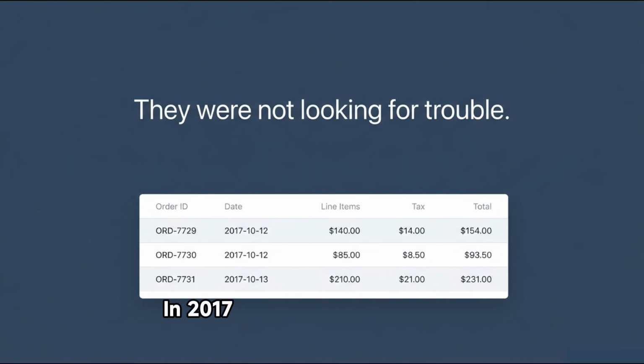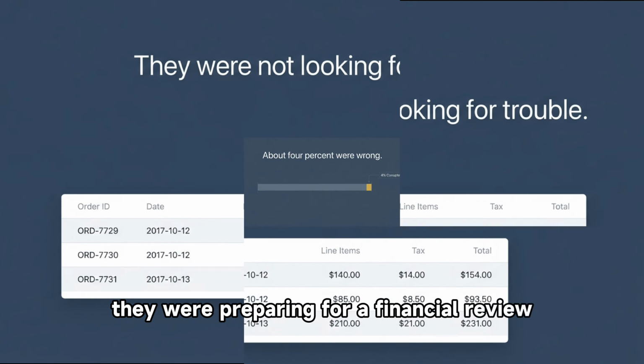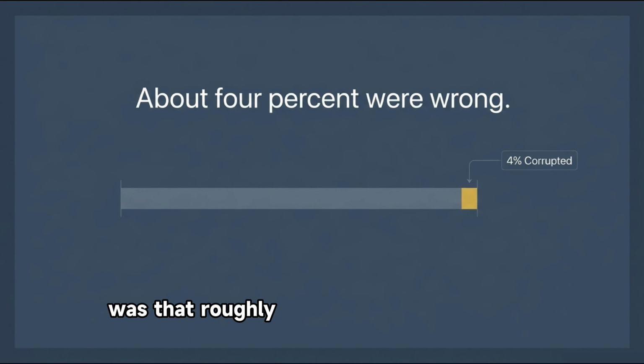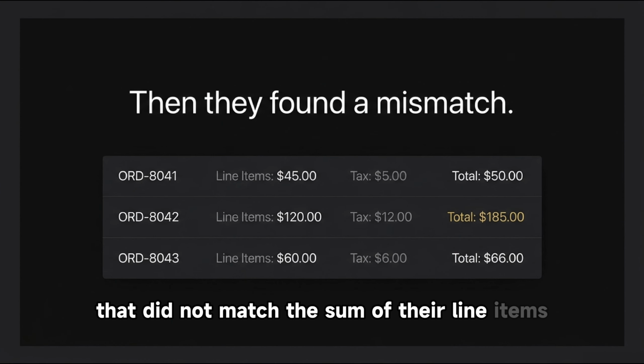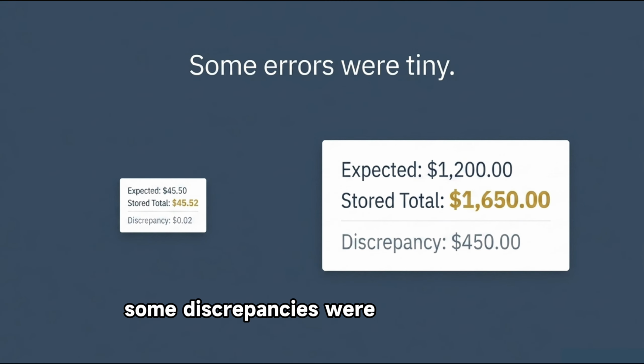In 2017, a mid-size retail platform ran an internal audit on their order data. They were not looking for a problem. They were preparing for a financial review. What they found was that roughly 4% of their order records had a total field that did not match the sum of their line items. Some discrepancies were a few pennies, some were hundreds of dollars.